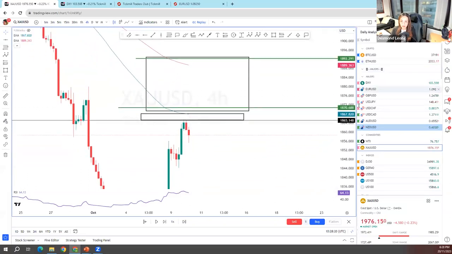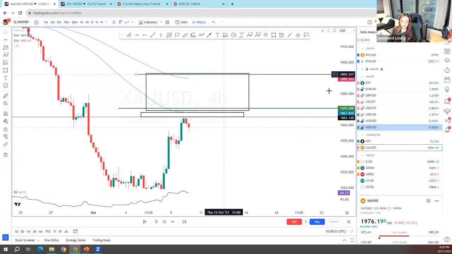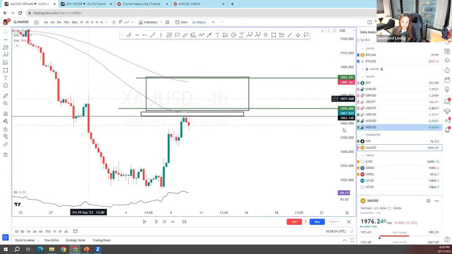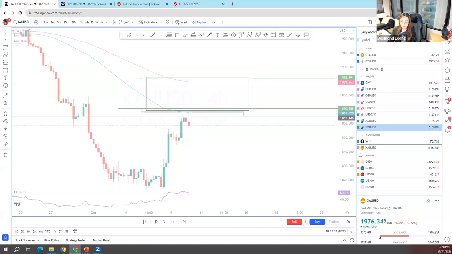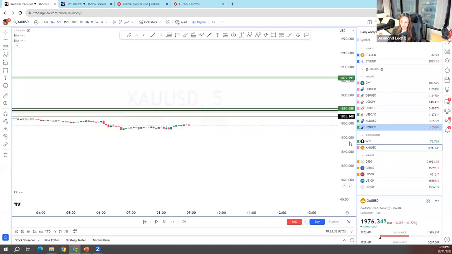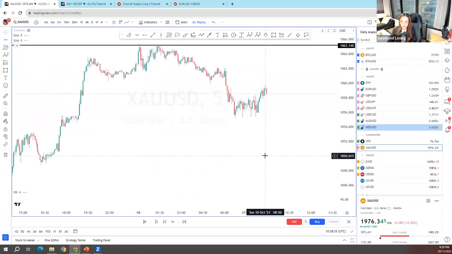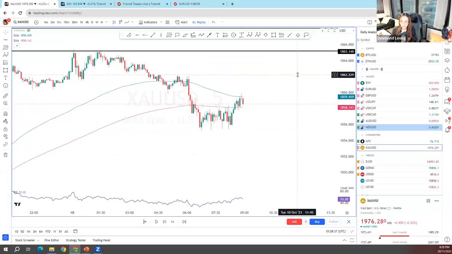Like I said, with a higher time frame you don't need to wait for confirmation, you just place the sell order. Over here, let's just go to M15, or M5, sorry, M5 here.